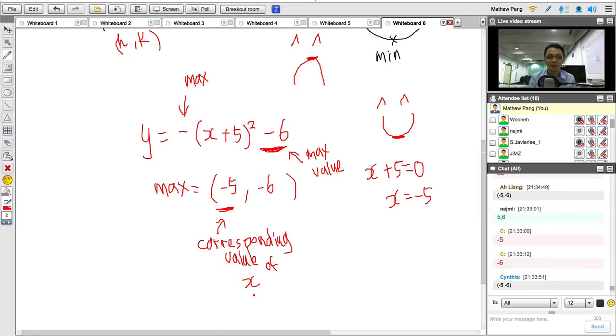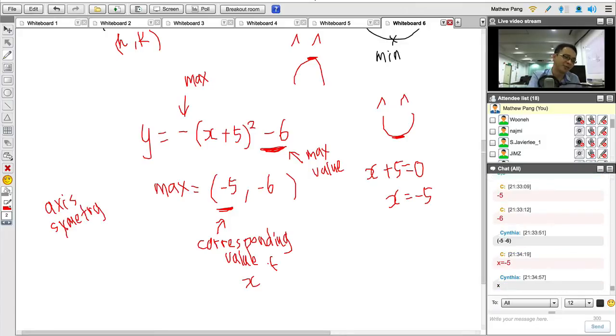From here, I ask a second question: what is the axis of symmetry? How do you spell symmetry, by the way? I think it's a double m. Anyway, it's not important.